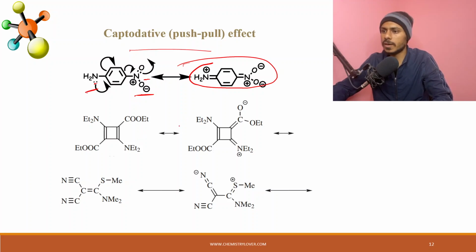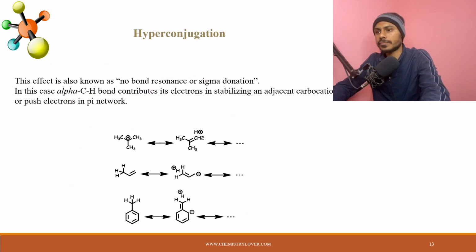Similar captodative effect can be observed here. From this nitrogen lone pair to this, there is an extended resonance. Similarly, from this sulfur lone pair into this cyanide group, there is an extended resonance. So this is called the captodative effect, and this is a very strong effect.